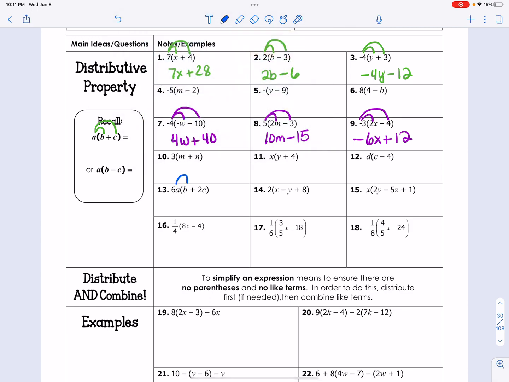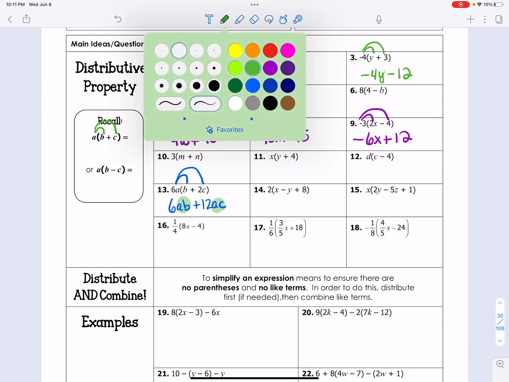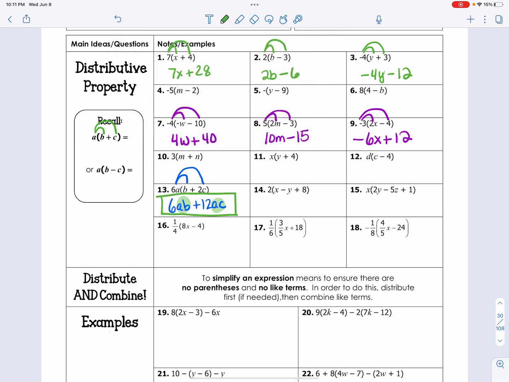So you're doing 6a times b. That's literally 6ab. And then you're doing 6a times 2c. So that's 12ac. Now, if you look, these are not the same. One is a B, one is a C. So you cannot combine them. They have to be exactly the same. Okay, if I look at this next one, I'd have 2x minus 2y plus 16.